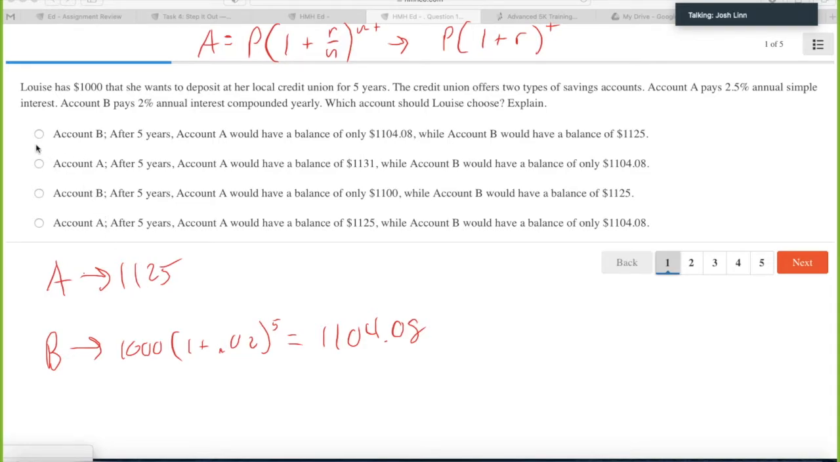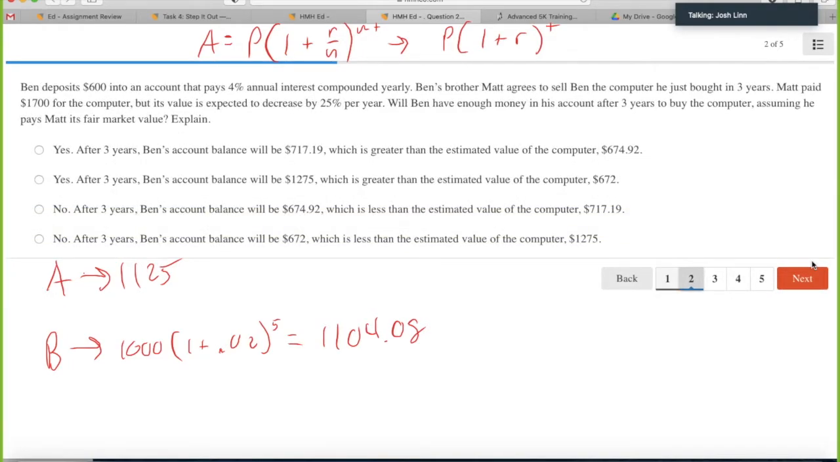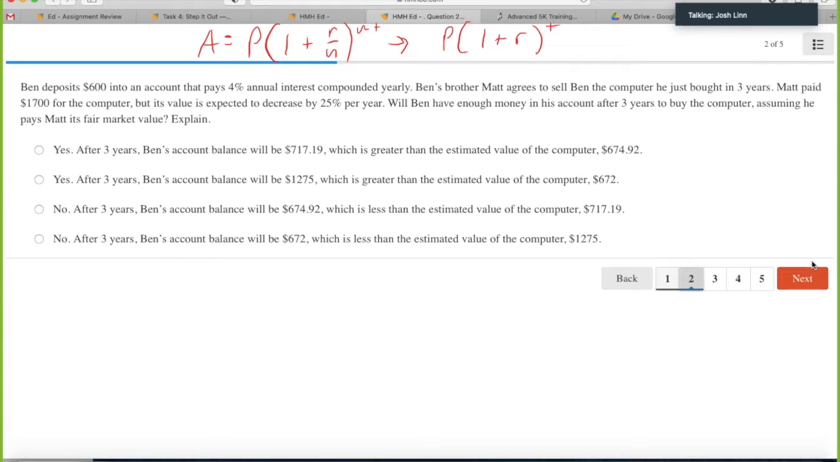So she should pick account A. After 5 years, account A would have a balance of that number, which is what we got, while account B will only have $1,104.08. Done. Money, if you will. So I'm going to leave those equations at the top because I have a feeling I'll need them again.